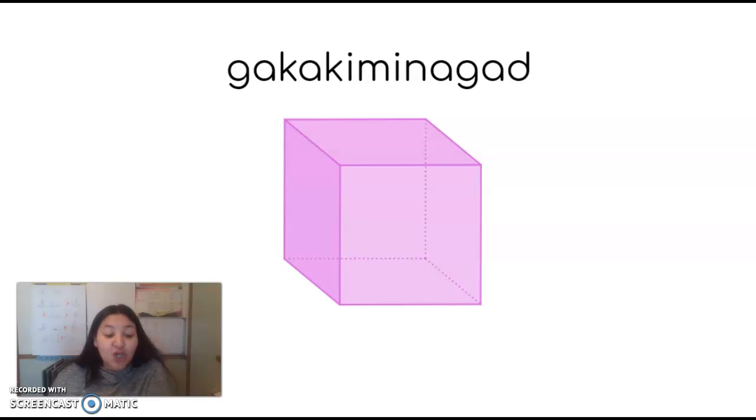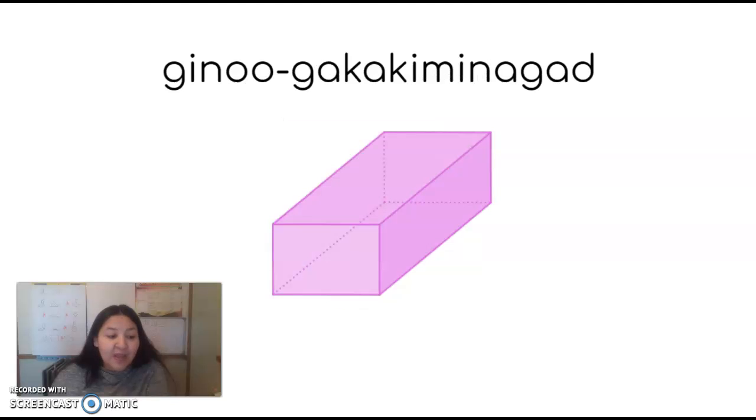We have our cube. This is what dice or boxes are made out of. We have our rectangular prism. Remember, it's long on one side and short on the other at the bottom. And this is, most candy bars are this shape, or your microwave, because one side is short and the other side is long.